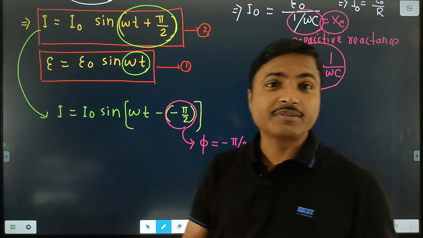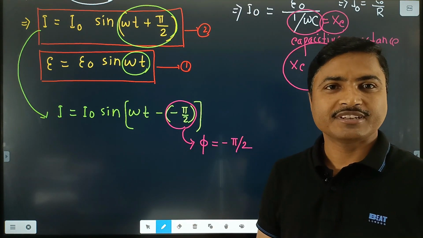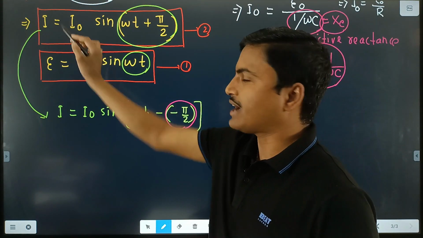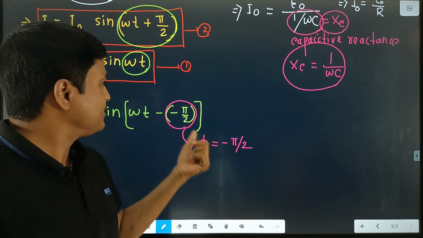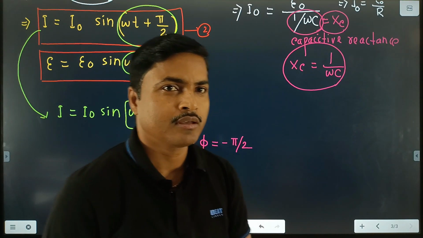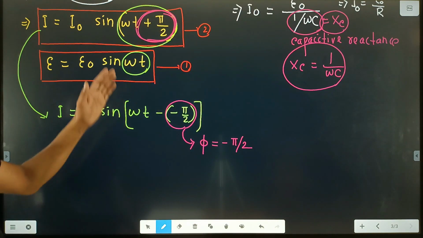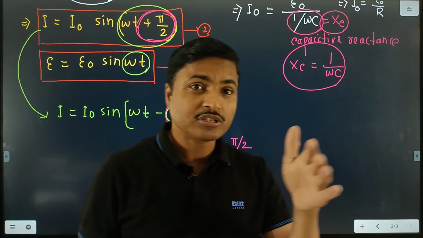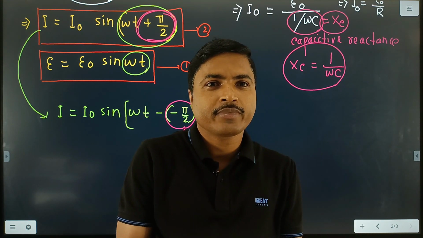And you also know from the previous point, if the circuit contains only an inductor, that means a purely inductive circuit, in that case the phase difference between EMF and current is plus pi by 2. But in this case the phase difference between EMF and current is minus pi by 2. Clear? That is the difference. Here the phase is omega t, here the phase is omega t plus pi by 2. Plus pi by 2 means that it leads, not lags behind.